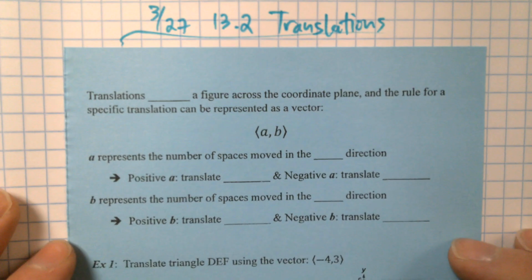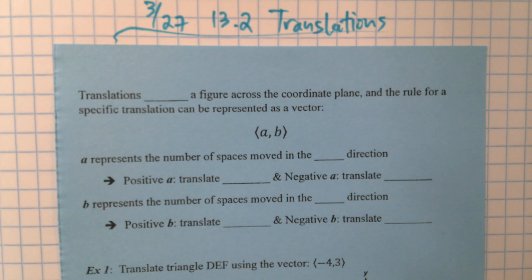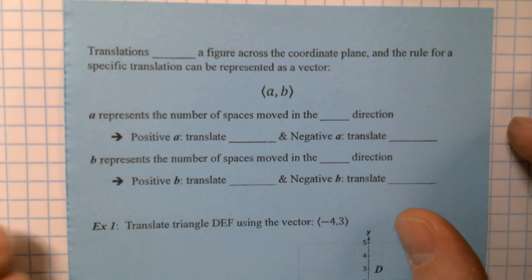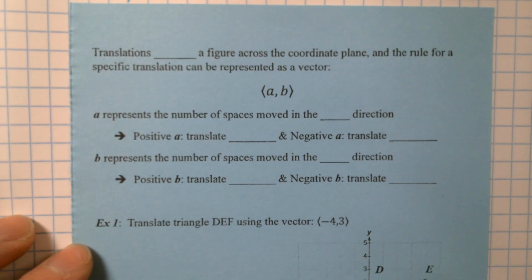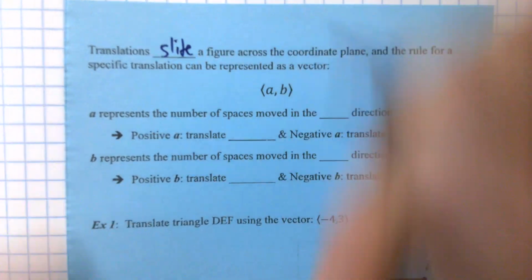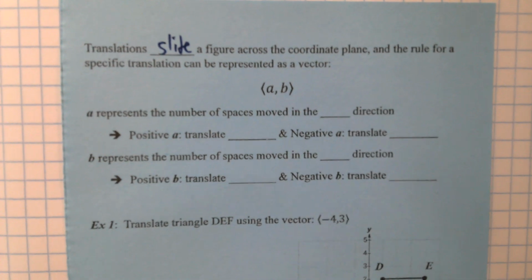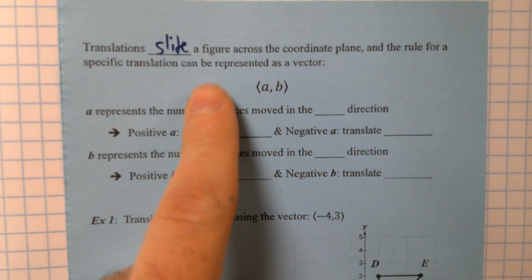So a vector is basically like an arrow that has a certain direction and a certain magnitude. Magnitude just meaning length. We're not going to get too deep into it. It's really, really simple. In general, translations slide a figure across the coordinate plane, like I said, left, right, up, down, or any combination of those. And the rule for a specific translation we could represent as a vector, <a, b>.